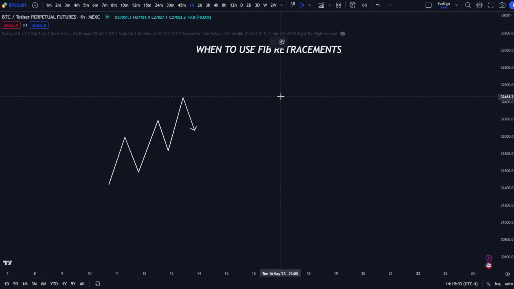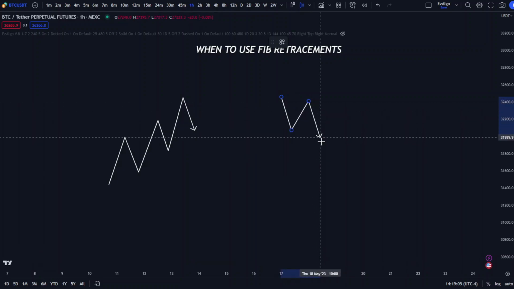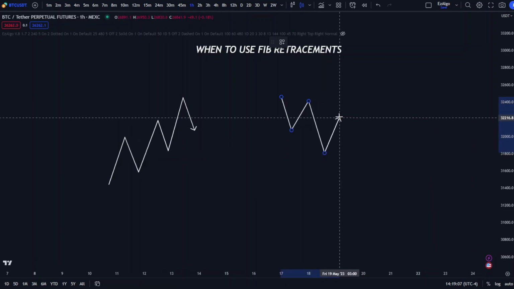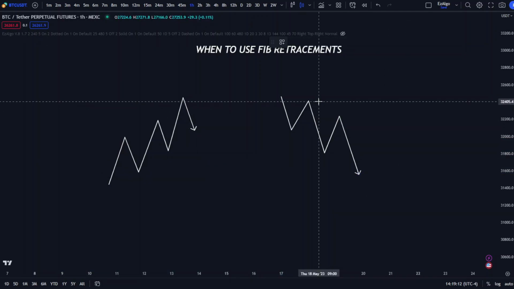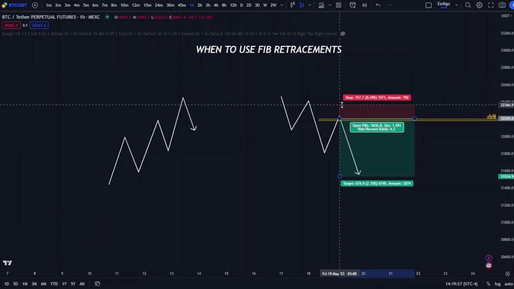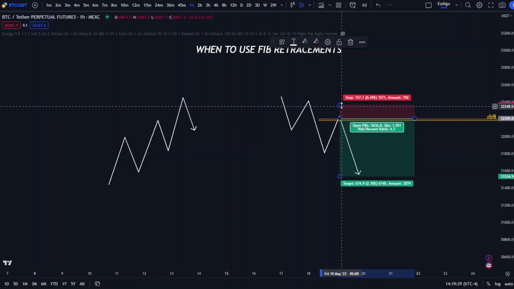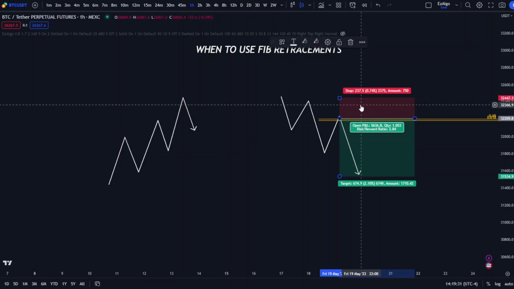Now, this is the same for a short position, right? If you have lower highs and lower lows, you'll enter drawing the fib from the swing high to the swing low. So in this case, you draw it from this high to this low. Put your stop loss somewhere around here. You can also put your stop loss above or below that swing low, but just keep in mind your risk to reward is going to be a lot lower.